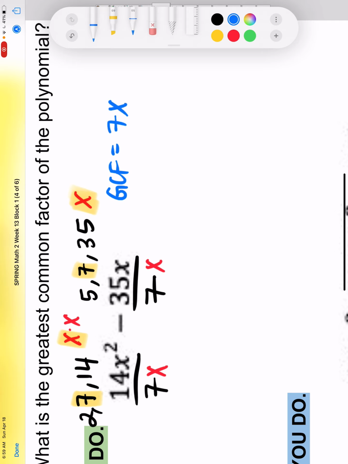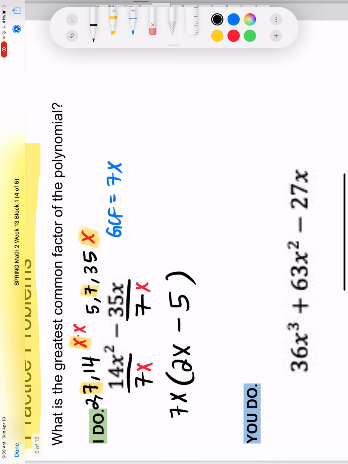All right, this is an expression, not an equation. So my GCF sits outside, 7x. Write whatever you're left with on the inside of parentheses. So for this first one, I have 14x squared minus 35x. So this is going to be 2x minus, and then 35 divided by 7 gives me 5. My x's are gone. Now, I actually factored this polynomial, and it didn't ask me to do that. It just asked me what is the GCF, what is the greatest common factor. So the greatest common factor is 7x. That's my solution, but I wanted to remind you and show you how to factor as well.